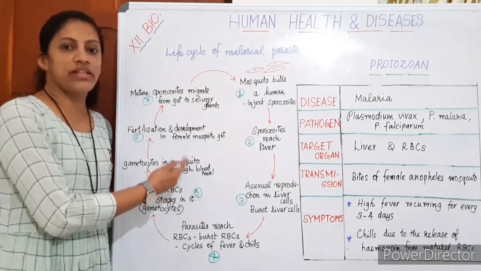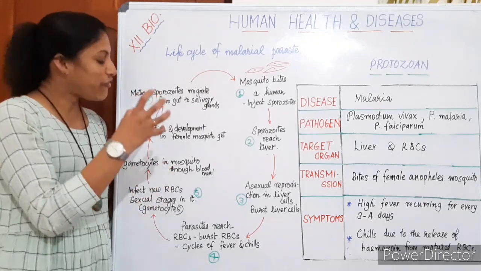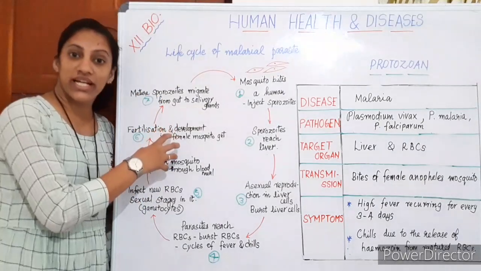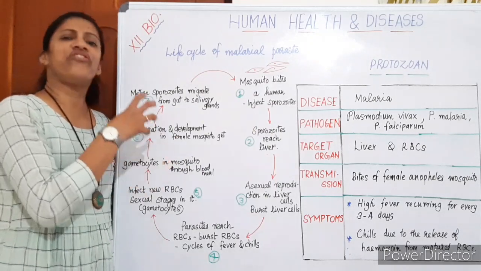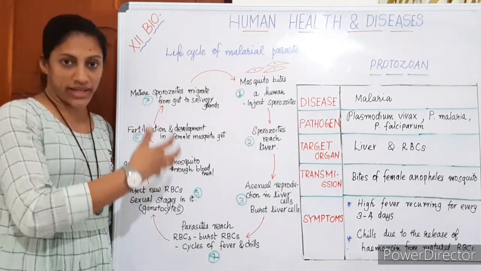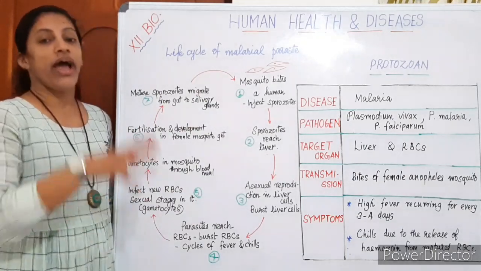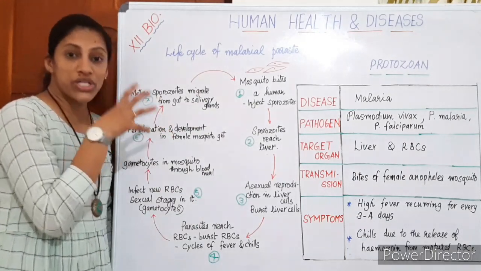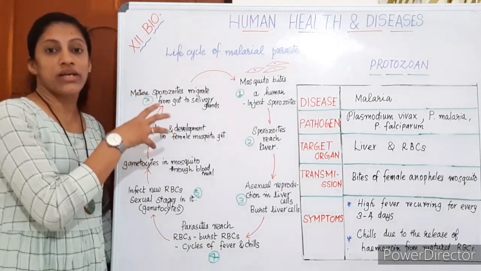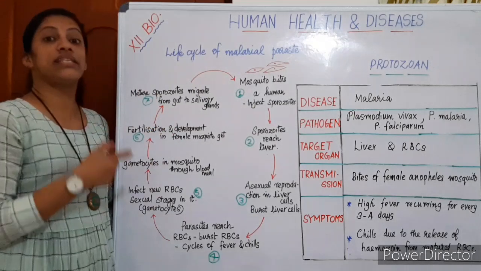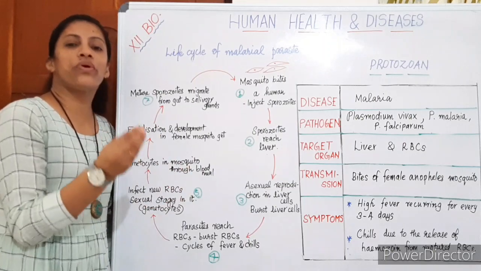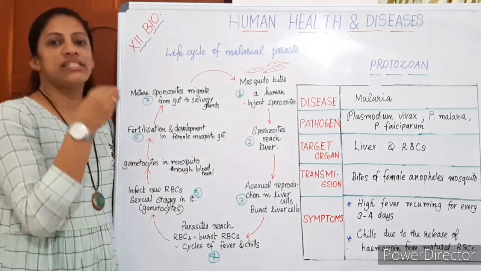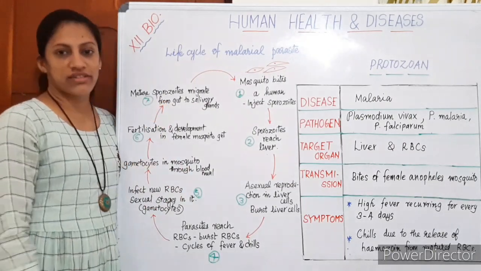These gametes, male and female gametes, fuse. That means fertilization takes place within the gut of the insect, the mosquito. After fertilization it passes through the next two stages, and the final stage, in mature form, sporozoites, will be stored in the salivary gland. From the gut of the insect, the mature sporozoites migrate to the salivary glands of the insect.